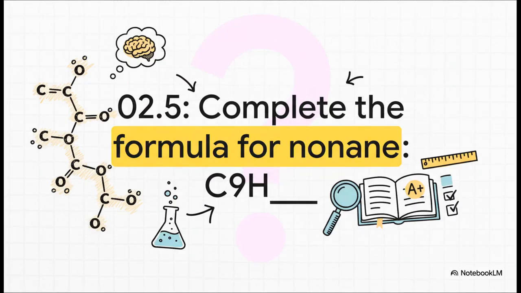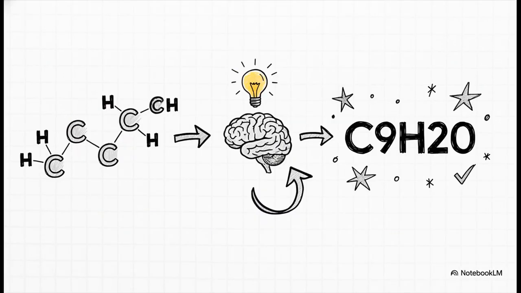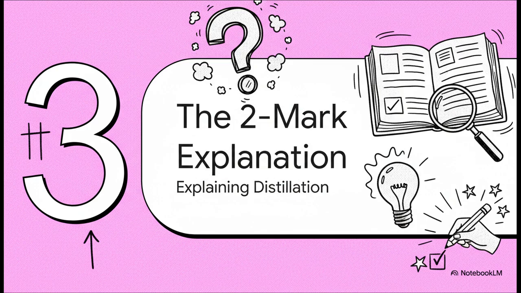Okay, this next one is a classic recall question. They're asking you to finish the chemical formula for nonane. They give you the C9 part, so all you have to do is remember the general formula for alkanes to figure out how many hydrogens there are. And yep, the mark scheme confirms the answer is C9H20. This all comes from that general formula for alkanes, CnH2n+2. So if n is 9, then 2n+2 is just 2 times 9, which is 18, plus 2, which equals 20. Simple as that. One easy mark.